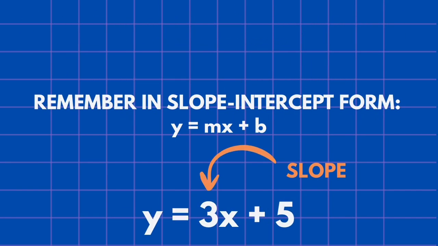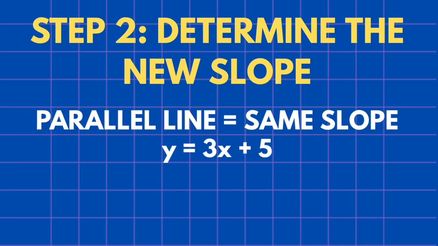Step 2 is to determine the new slope. Since the new line must be parallel, it needs to have the same slope. Therefore, we know m equals 3. This is the most important rule for parallel lines. Same direction equals same slope.